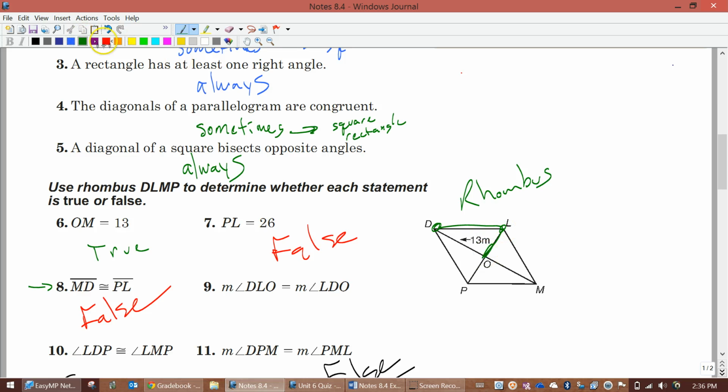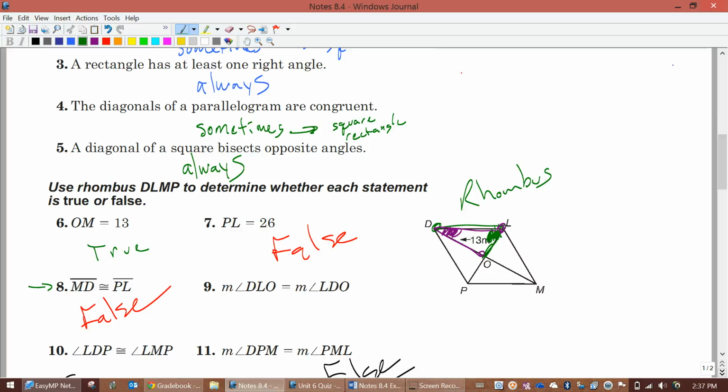Angle DLO. Is that the same as this angle right here? Is that the same as this angle, LDO? The green angle and this purple angle, are those the same? On a rhombus, are they the same?